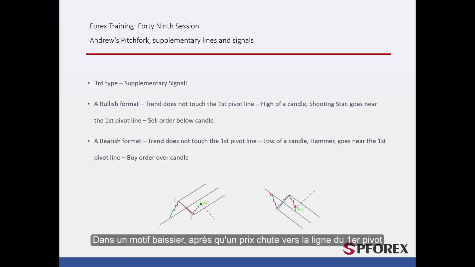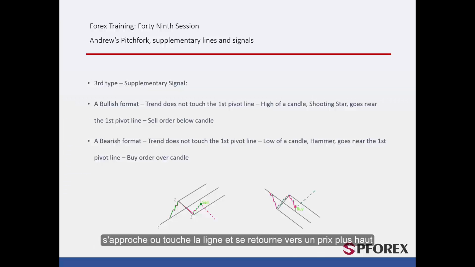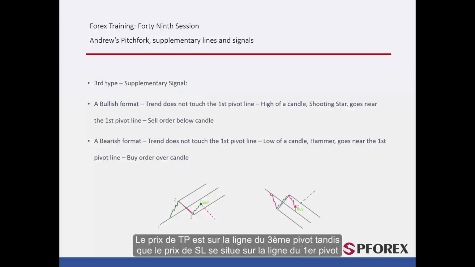In a bearish pattern, after a price falls towards the first pivot line, if it does not meet this line and only the low of a candle, like a hammer, goes near or touches it and returns to a higher price, then a trader can place a buy order over this candle. Such candles show a reversal point in a market price. TP price is on the third pivot line, while SL is on the first pivot line.